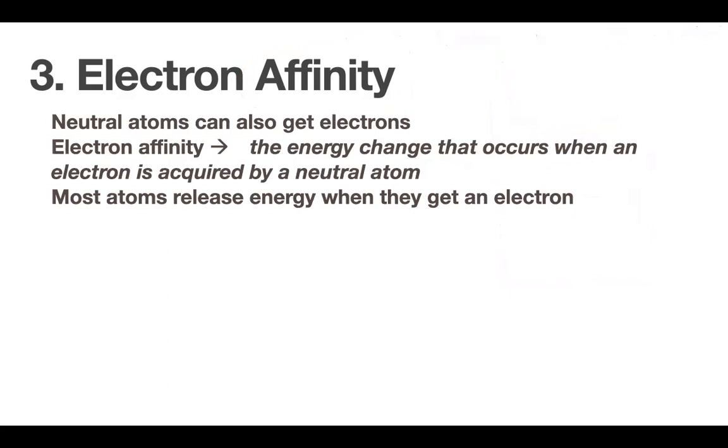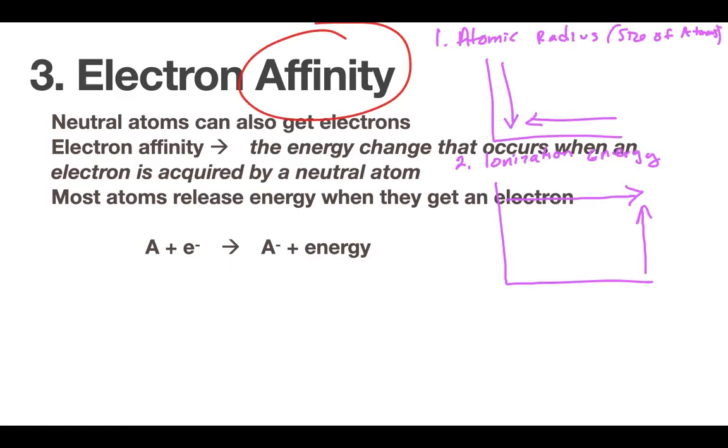Now, here's where it's going to get confusing because atoms release energy when they get an electron. When I talked about ionization energy, I talked about an atom needs to gain energy before it releases an electron. This is the opposite. So when you give an atom an electron, it releases energy. So we can use the same kind of variables to represent everything. A is a neutral atom. E minus is an electron. So if you add an electron to a neutral atom, you get an anion and energy is released. Okay.